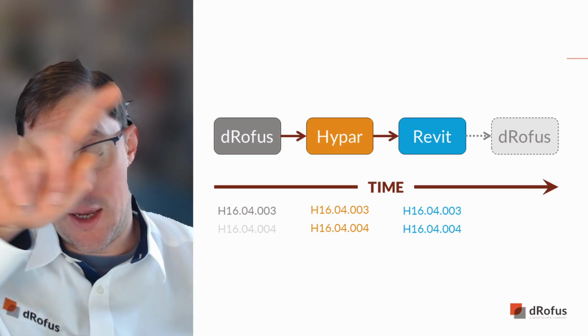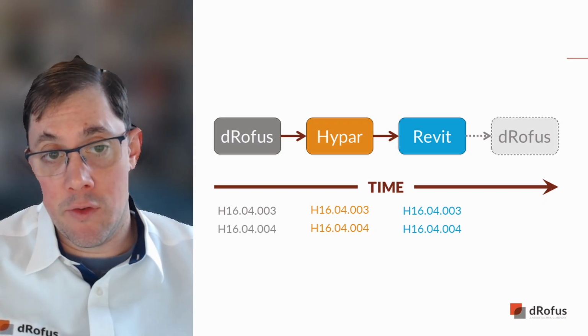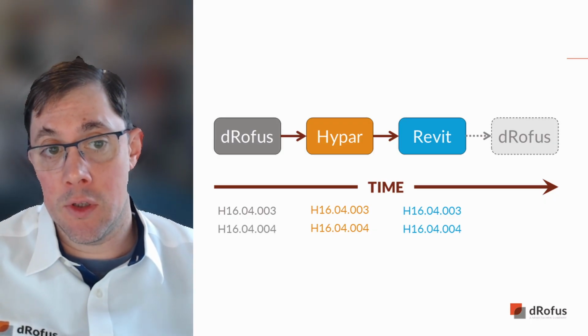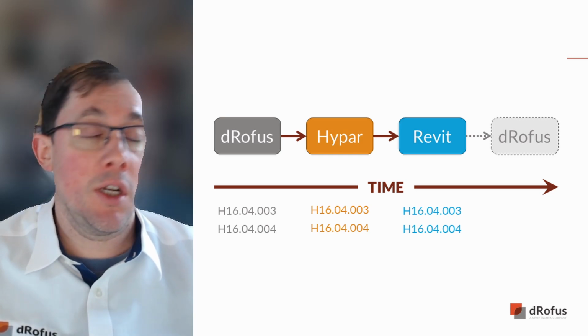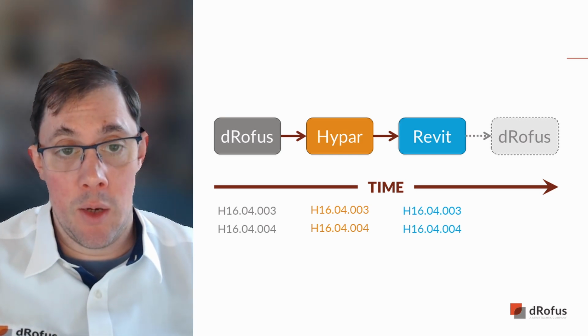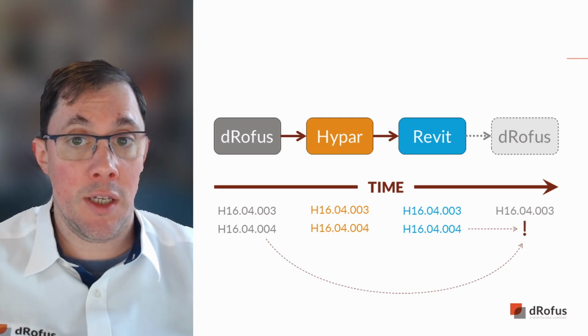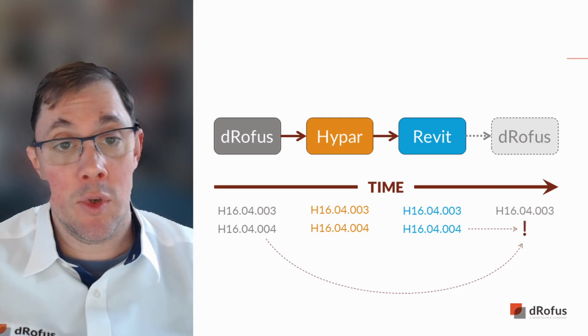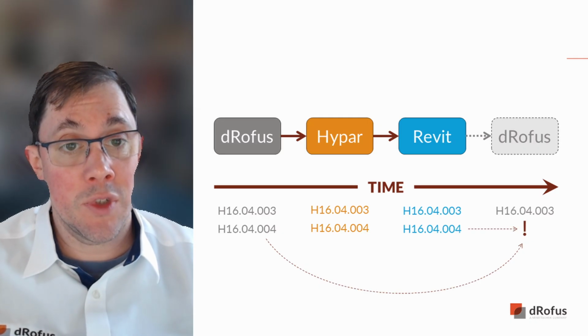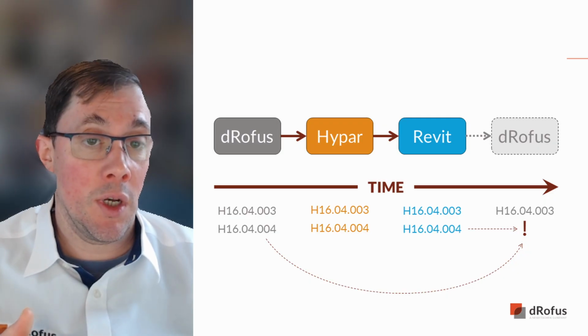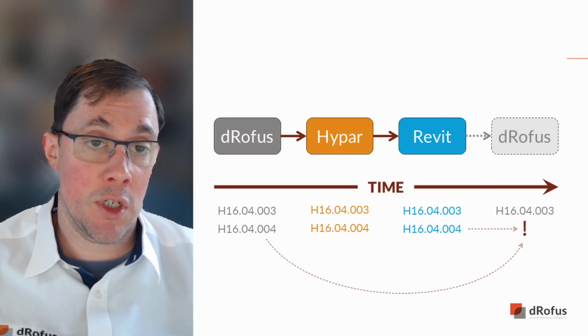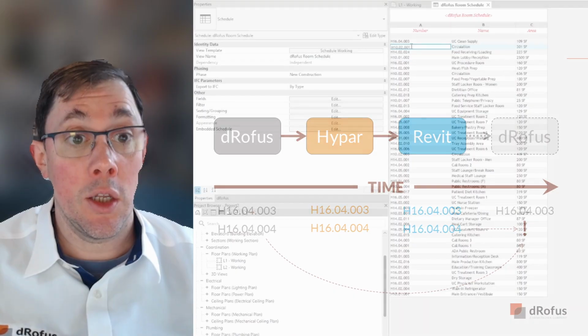In that elapsed time, somebody could have added new rooms to dRofus, and those function numbers could be in use. In which case, now we're going to have a problem, because we would have conflicting or duplicate function numbers assigned to rooms in Revit as compared to what is in dRofus, because in dRofus function numbers are required to be unique.